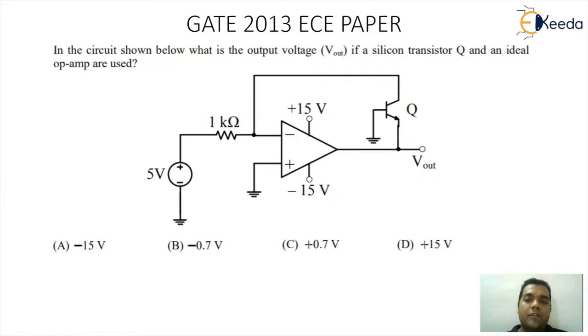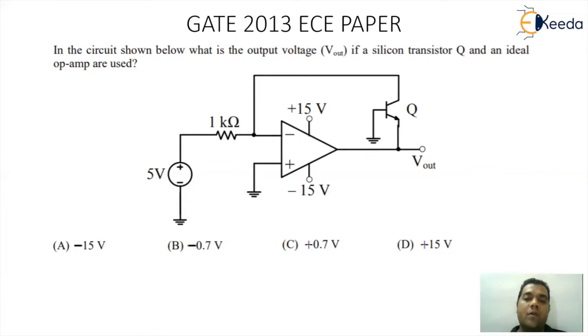By definition, VBE of a transistor is defined as VB minus VE. When you look at the transistor carefully, the base node is connected to ground. So VB is 0, and automatically VBE is minus of VE. VE is the terminal voltage of the emitter, and that terminal is directly connected to Vout. So VBE is 0 minus Vout.